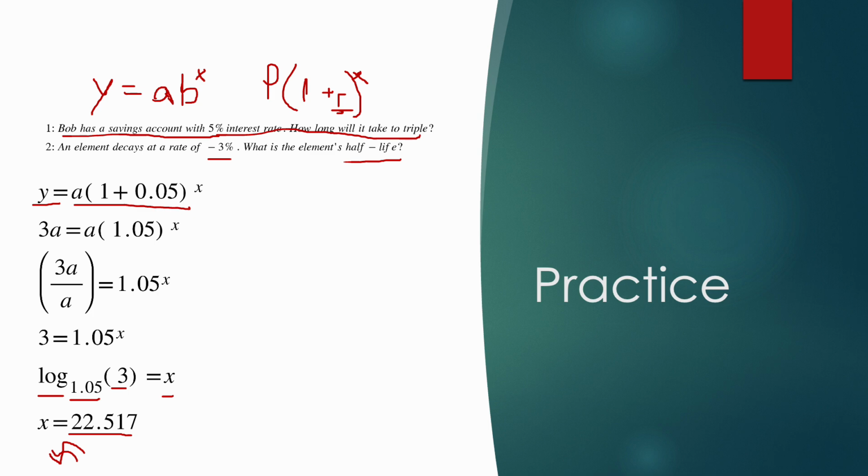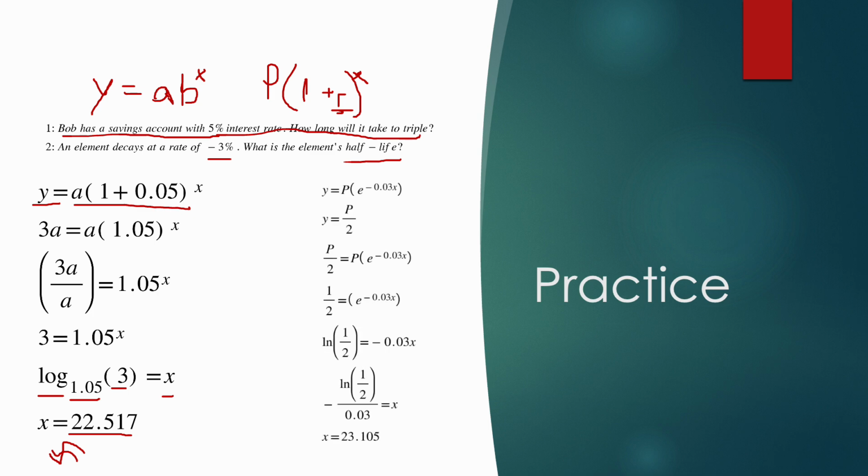Okay, so let's see. So y is going to be equal to p, because again, we don't know the starting value and we don't really need it, times e to the negative 0.03, remember, because it's a percent again. So it's going to be negative 0.03 times x. And y, we're going to be looking at the half-life, so it's going to be p over 2, or p times 1/2. And so if we have p over 2 is equal to p times e to the negative 0.03x, right? Because we're plugging in p divided by 2 for y.